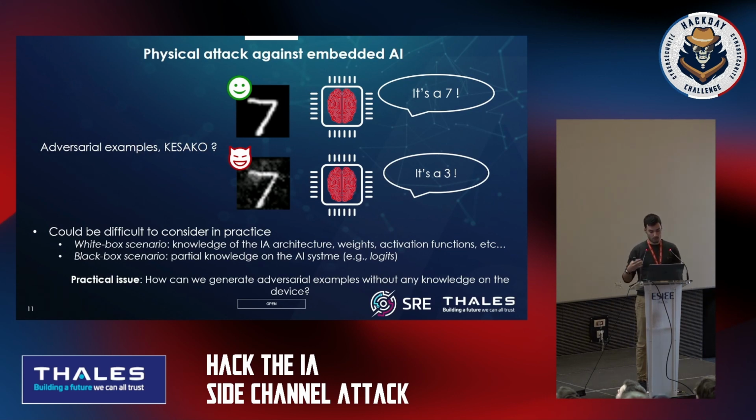Here in the white box scenario, we have full knowledge of the neural network, its architecture, its weights, its activation function, and so on, such that based on this information, we are able to clearly understand the decision-making process of the artificial intelligence, and then find how we can add our noise to our input in order to fool it. But on the other hand, we also have the black box scenario. In this context, we have only partial knowledge of the AI system, and in particular, we only know what we call the logits.